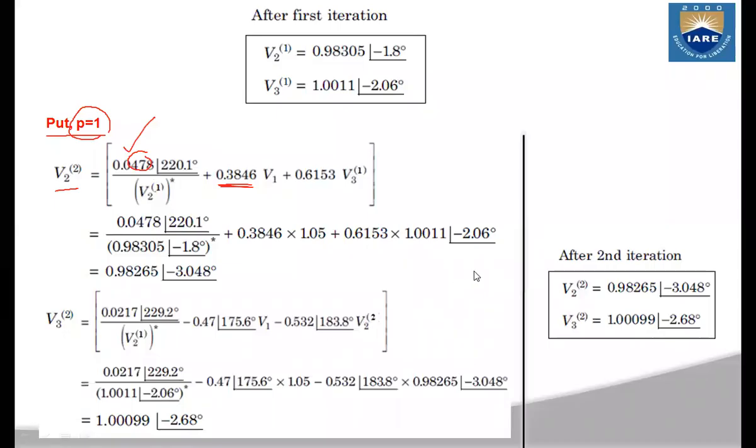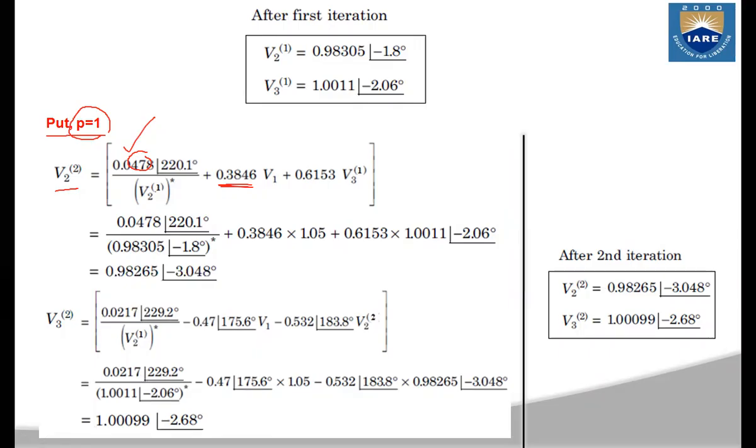After substituting all the values in this equation, what you get is V2 in the second iteration is 0.98265 at an angle of minus 3.048 degrees. Similarly, you calculate V3 in the second iteration. Put p equal to 1 in the equation V3 p plus 1, so that you get V3 in the second iteration as 1.00099 at an angle of minus 2.68 degrees. At the end of the second iteration, the V2 and V3 values are given in this table. So with this, problem A is completed.